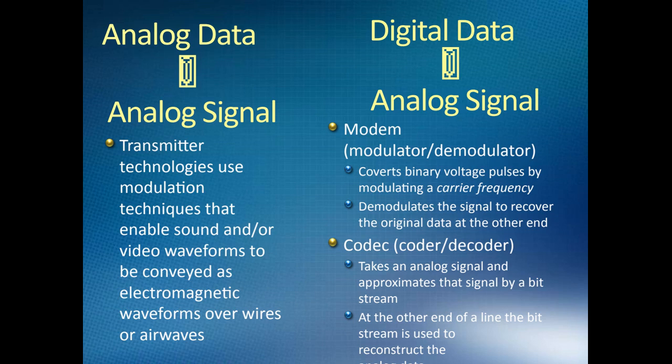So again, we will repeat. Some slides are repetition. Here we have analog data into analog signal. I use a transmitter. I use a modulation technique that enables sounds and or video waveforms to be conveyed as electromagnetic waveform over wires or airwaves. That is analog data into analog signal. Like the telephone. You talk to the phone and it will convert it into analog signal in the wire, the normal telephone.